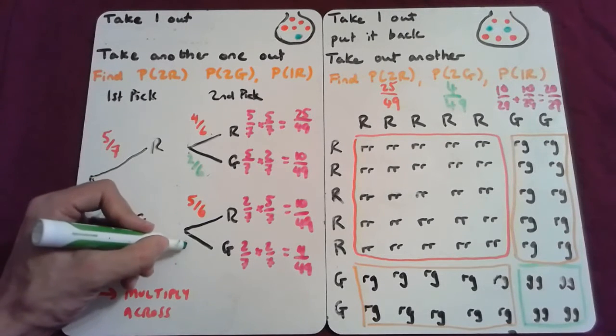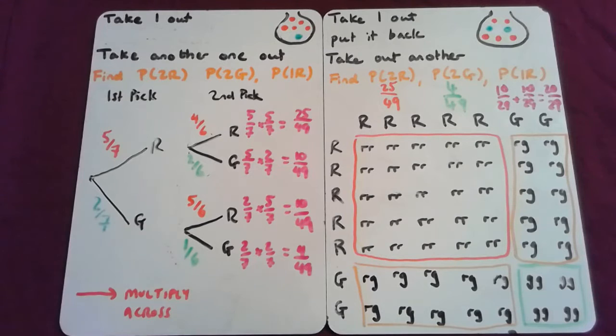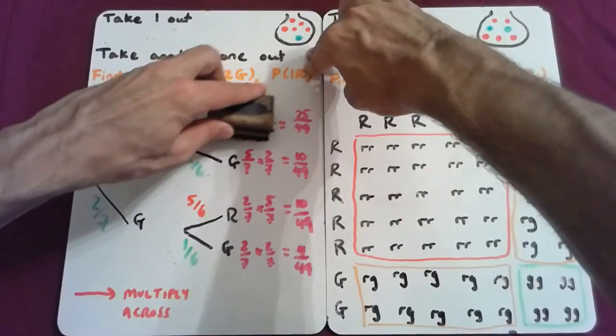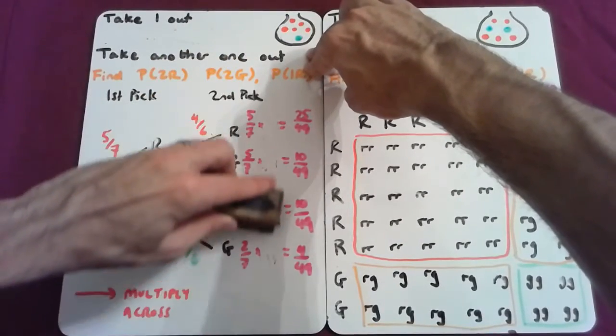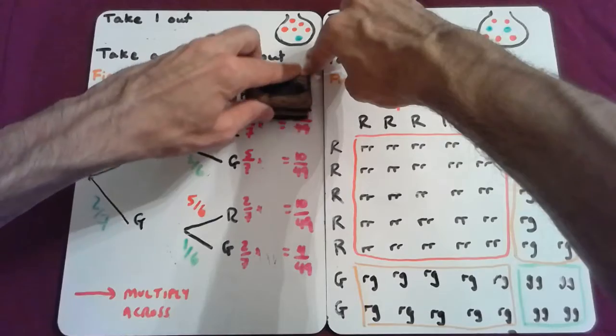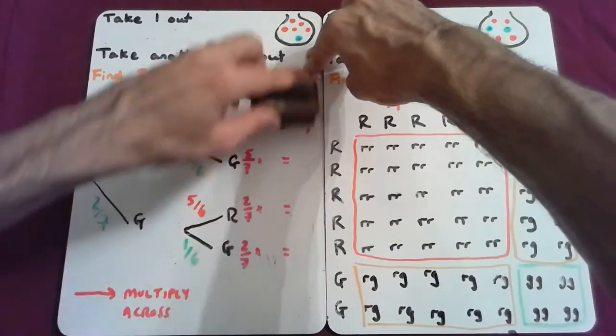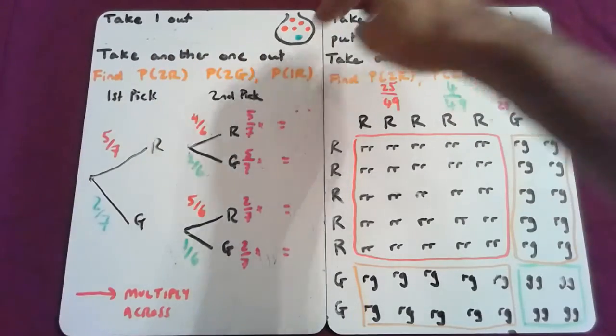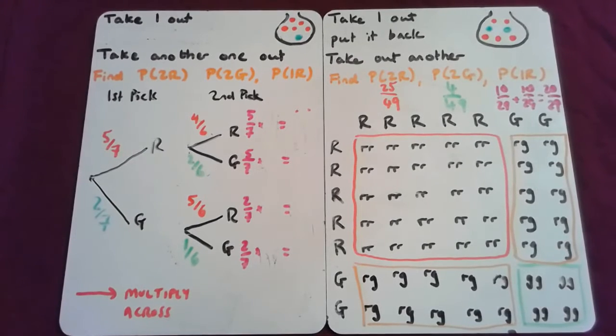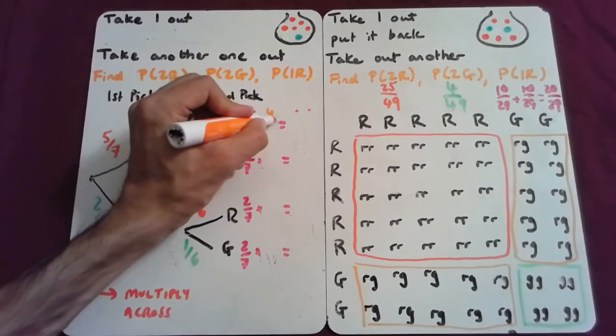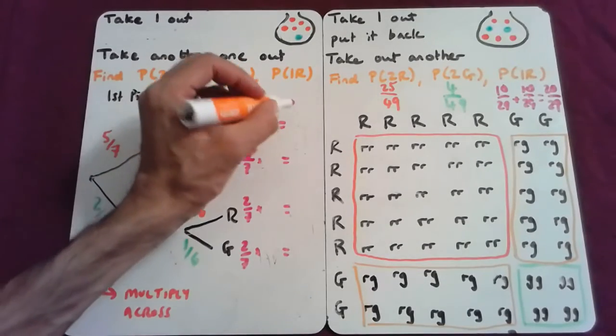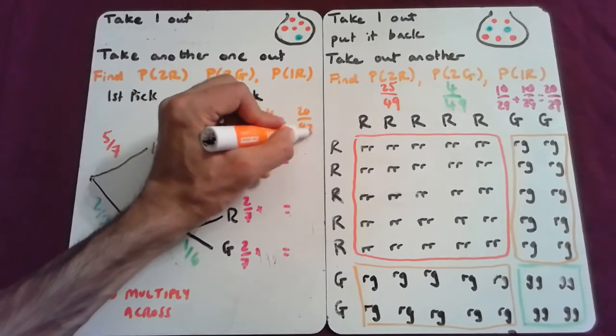The probabilities on the second branches have changed, which means when we do our multiplication, these values over here are all going to change. So all of these values have now changed. And if we multiply across, it's no longer 5/7 times 5/7. It's now 5/7 multiplied by 4 out of 6, which is 20 out of 42.